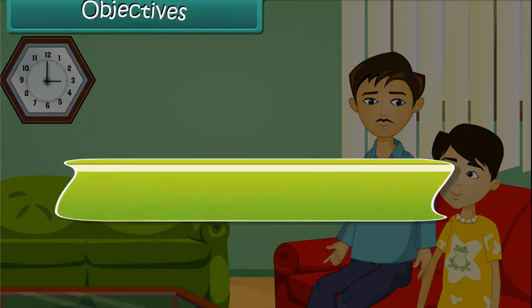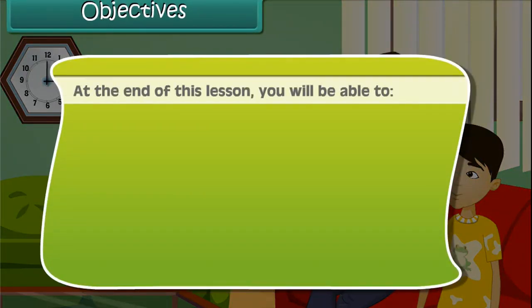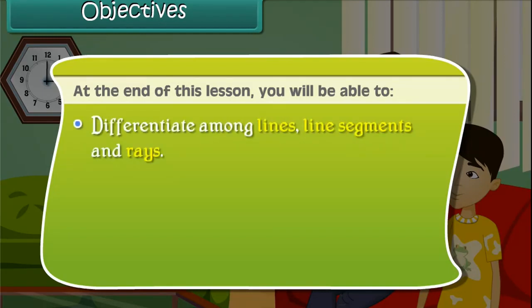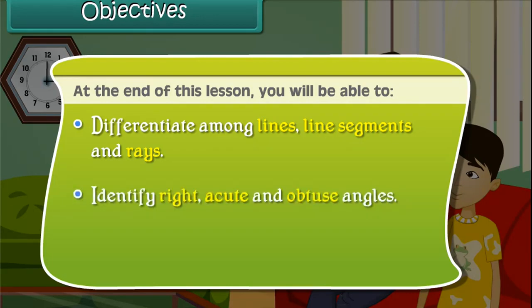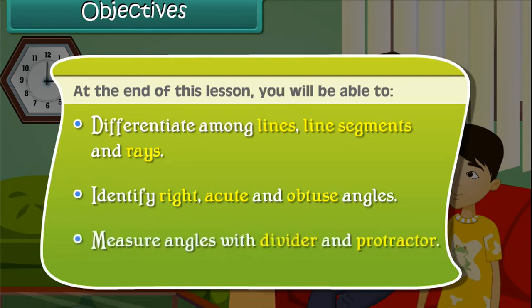Objectives. At the end of this lesson, you will be able to differentiate among lines, line segments, and rays. Identify right, acute, and obtuse angles. Measure angles with divider and protractor.